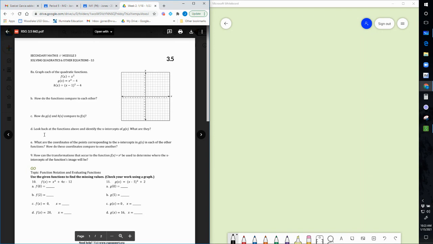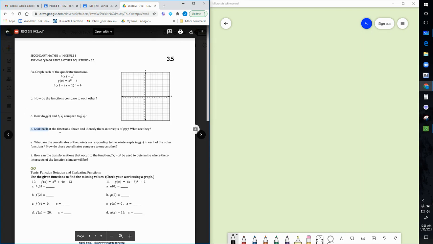It says, how do g of x and h of x, which are these two right here, how do these two graphs compare to f of x, which is the parent function? So another way to think of that is, how do the two graphs compare to the parent function? Okay, compare means how are they the same? So they probably mean contrast also. So how are they the same and how are they different?